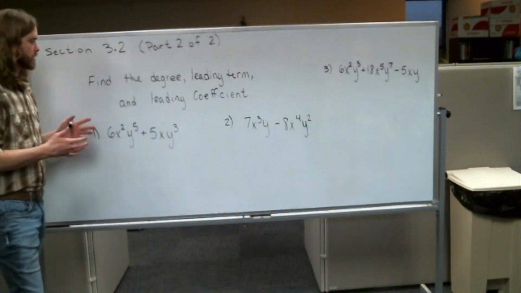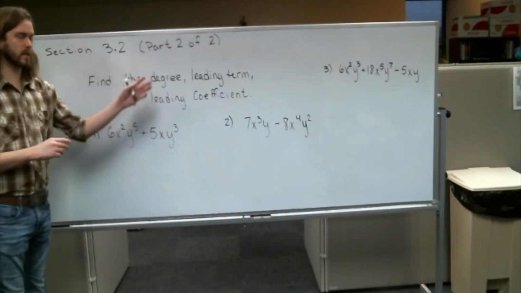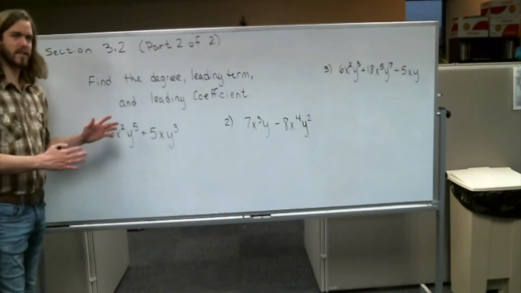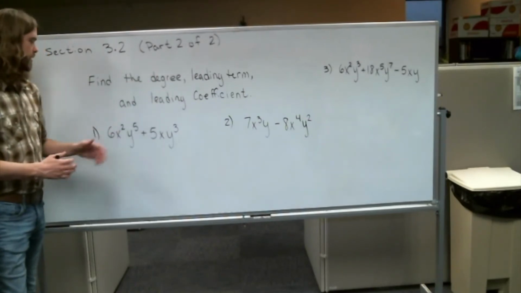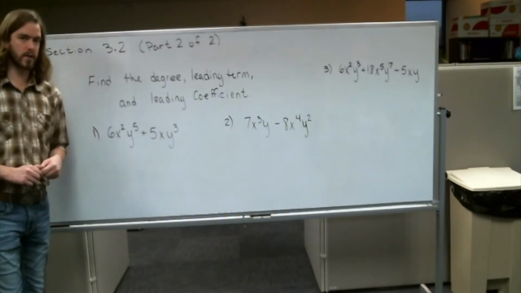Alright, so now we're going to talk about how to find the degree of the polynomial, the leading term, and the leading coefficients. This first example is 6x squared y to the fifth plus 5x y to the third.